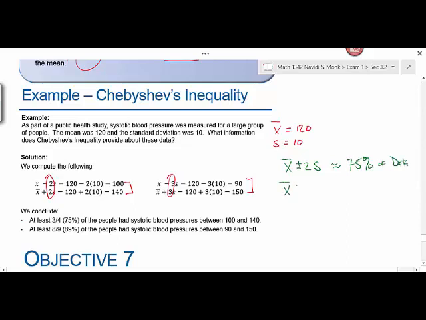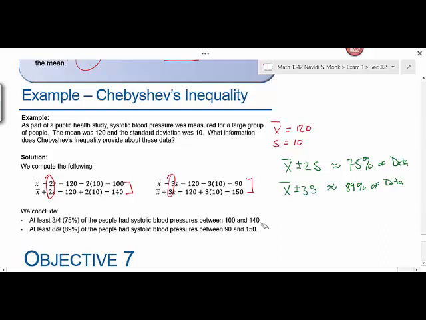If we do the mean plus or minus 3 standard deviations, we'll have approximately 89% of our data. So we can calculate these numbers by plugging in numbers for the mean and the standard deviation, and then we can write the conclusion: 89% of the population would have a systolic blood pressure between 90 and 150. 75% of the population would have a systolic blood pressure between 100 and 140. That's how you read that information.